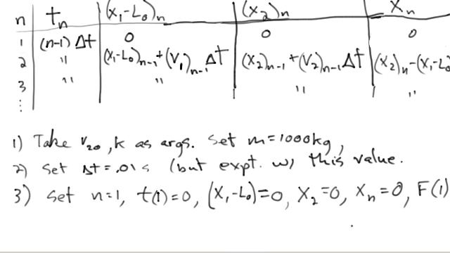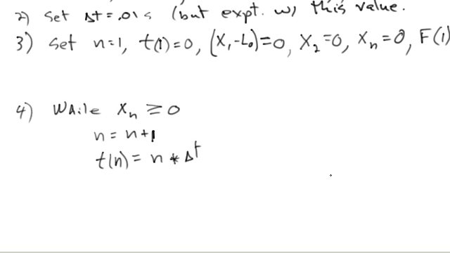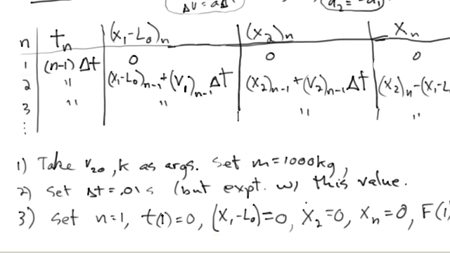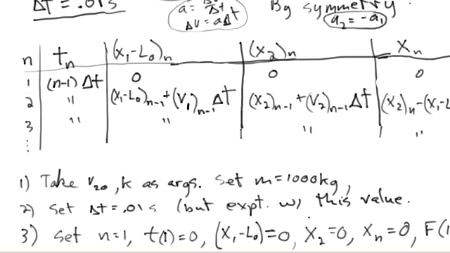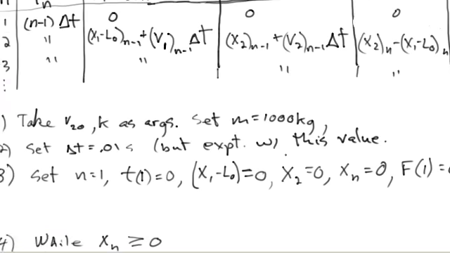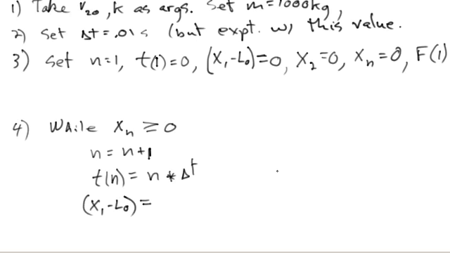X1 minus L0. So I'm going to have to make up a variable name for that, I think. I'm going to use the word minus in there when I actually program it up, but X1 minus L0 is the old value, and then plus the old value of V1 times delta t. So this represents the old value, and then plus V1 times delta t. And what's stored in V1 right now is the old value.